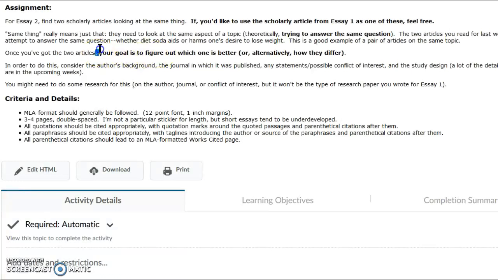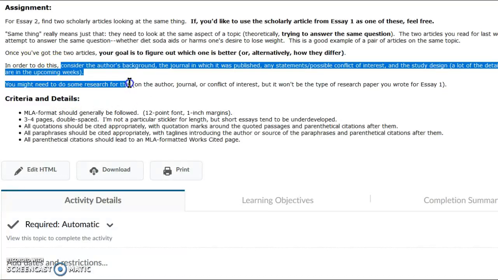Okay? Then, your goal in the essay is to figure out which one is better, or alternatively, how they differ. Again, this isn't a research paper, it's an analytical paper. In order to do this, you'll need to consider the author's background, the journal in which it was published, funding statements, possible conflicts of interest, and the study design. We'll have some activities next week focusing on these individual bits that you might need for essay 2.